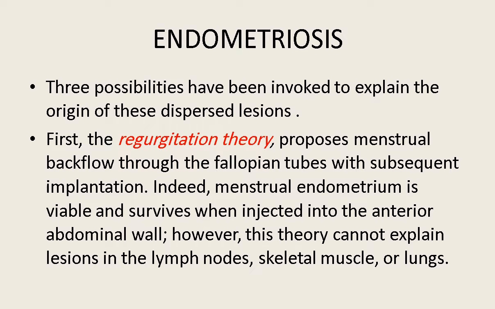There are three theories that have been invoked to explain the origin of these dispersed lesions. They are endometrial glands and stroma in very odd locations. The first theory is the regurgitation theory, which proposes menstrual backflow through the fallopian tubes with subsequent implantation.